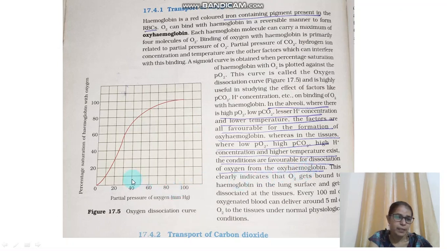Now you can see this curve is known as the oxygen dissociation curve. On this side you can see the saturation of hemoglobin with oxygen, and this is the PO2 of the oxygen. As the partial pressure of oxygen increases, if the PO2 is high, then hemoglobin will bind with oxygen. So with an increase in the PO2, the binding level of the blood with oxygen is going to increase. So this is the oxygen dissociation curve.